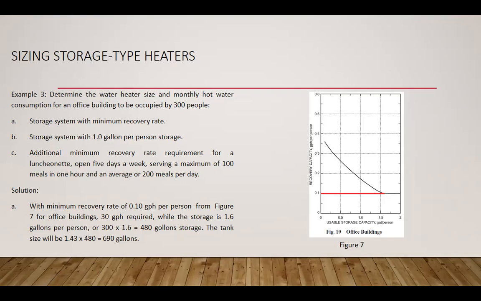A. With minimum recovery rate of 0.1 gallons per person from figure 7 or 19. Yan, 0.1 minimum. 30 gallons per hour required, 300 times 0.1. While the storage is 1.6 gallons per person, or 300 times 1.6 is 480 gallons of storage. The tank will be sized as 1.43 times 480 or 690 gallons.